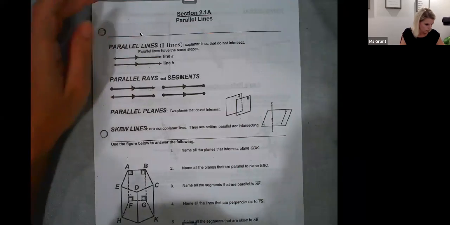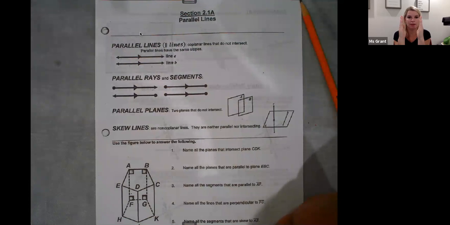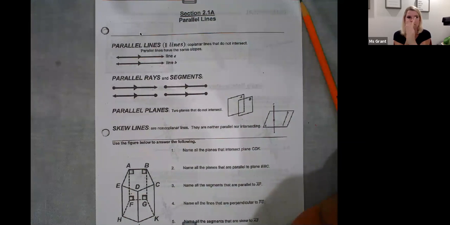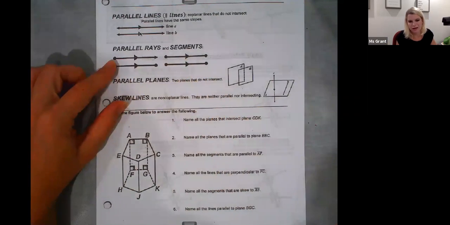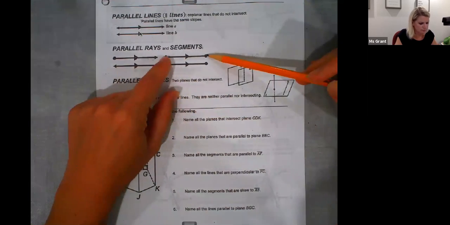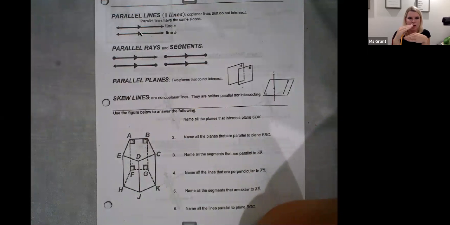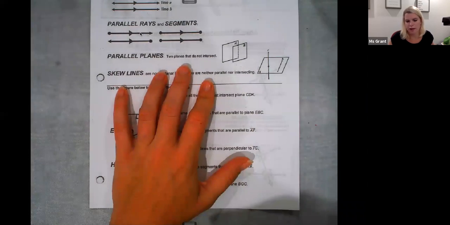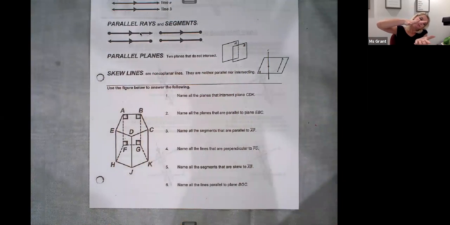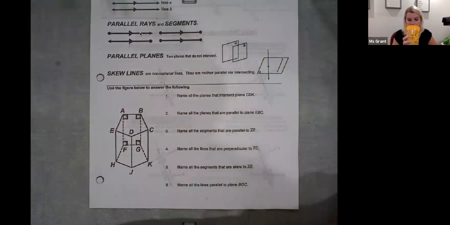So here we go. Parallel lines. Parallel lines are lines that never cross. They are equidistant apart. They never touch. They're never going to intersect. Okay? Parallel rays would be like an end point and then a line that goes on forever, right? Parallel segments are the same size, same distance apart, never cross. Parallel planes, two planes that do not intersect. Okay, they never cross, they're flat surfaces. So it's like the floor of a room and the ceiling of a room. Those are parallel planes.